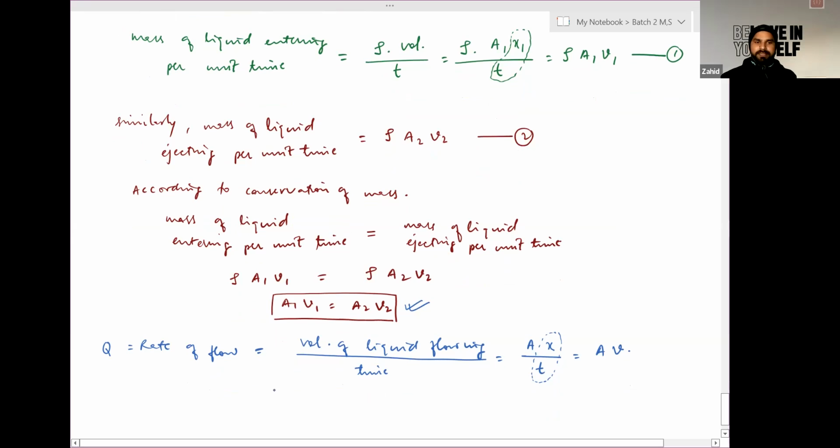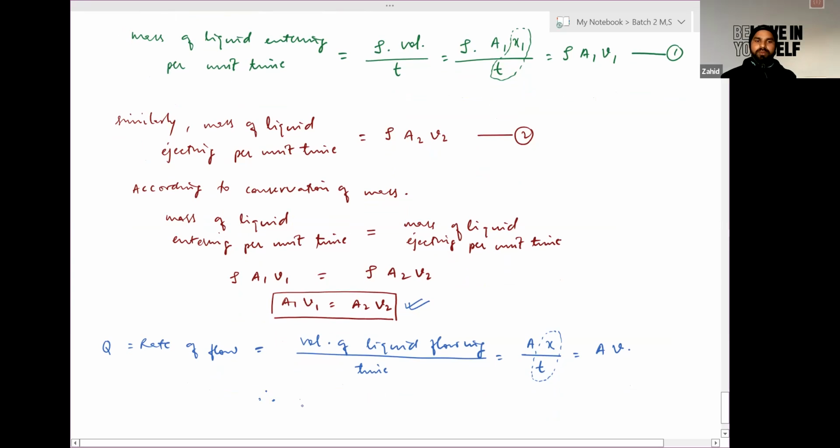So from this we can write Q equals area of cross section into velocity, which will be constant at any instant for the flow of non-viscous and incompressible liquid.